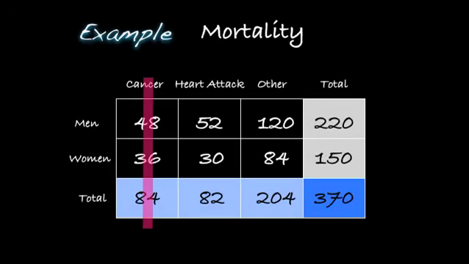We're going to use the cancer column and the woman row. And we're going to discover that 36 women died of cancer out of the 150 women that are represented in this table. So 36 divided by 150 will determine the conditional probability.